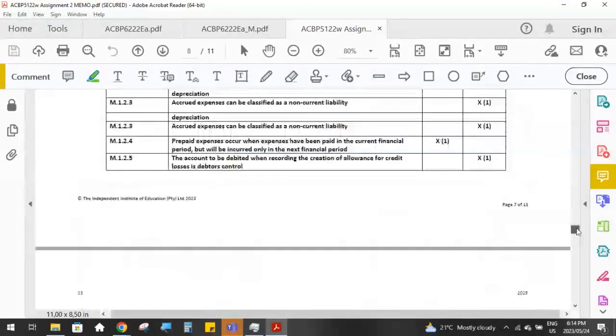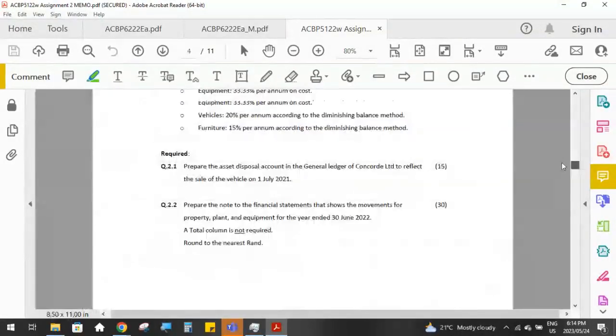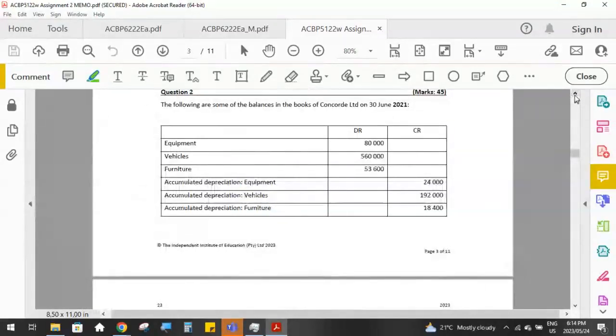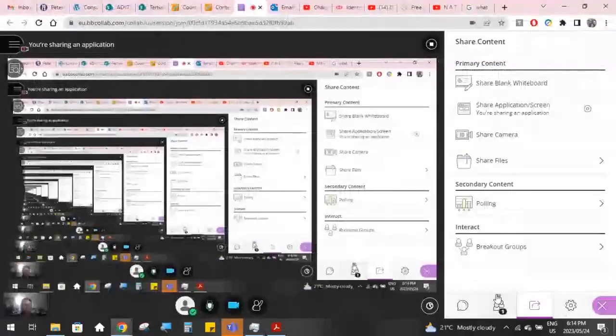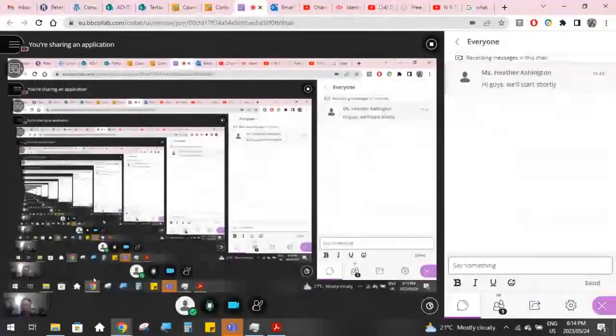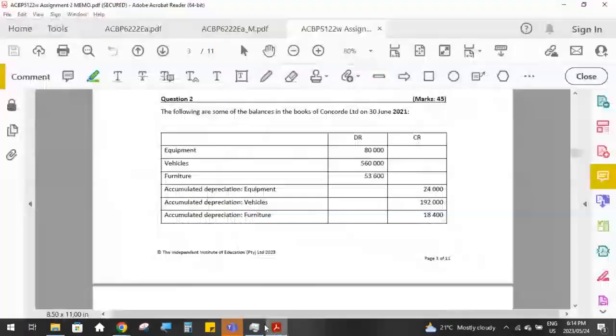Okay, so now let's go and have a look at question 2. Okay, I just quickly want to pop back to the other screen to check if anybody has logged in there. No, okay. All right, so just give me 1 second.